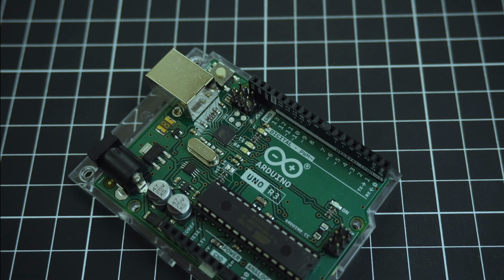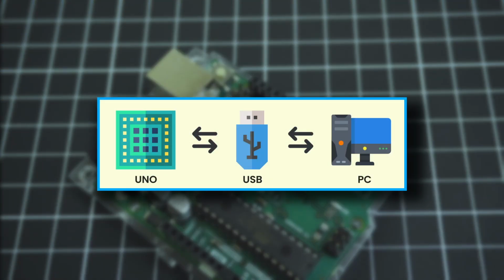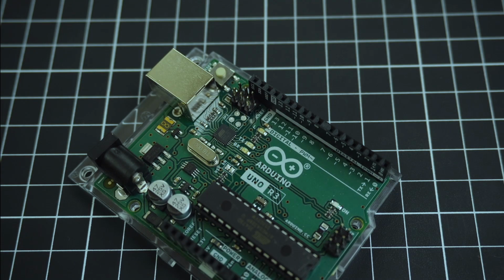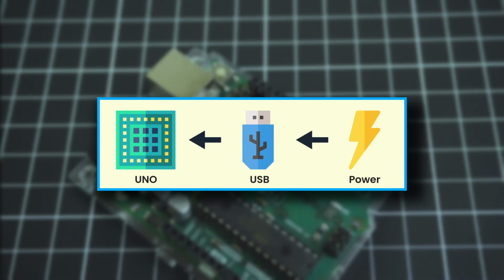Now that we understand the onboard LEDs, let's take a look at a few more important components on the Arduino UNO board. First, we have the USB port. This port is used to connect the Arduino UNO to your computer using a USB cable. It serves 2 main purposes. First, it allows you to upload code from the Arduino IDE to the board. Second, it provides power to the board during development.